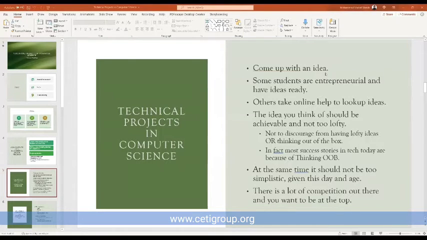The idea that you think of, whether it's your own idea or something that you took help for online, should be achievable. Depending on the context in which you are working on the project, let's say it's part of coursework, it should not be something very lofty. If you are not thinking of building a startup, then just do something that is achievable and helps you learn something. I'm not discouraging people from having big ideas, because many successful startups are ideas that are out of the box. But if you are doing it as part of your coursework, then make it achievable.